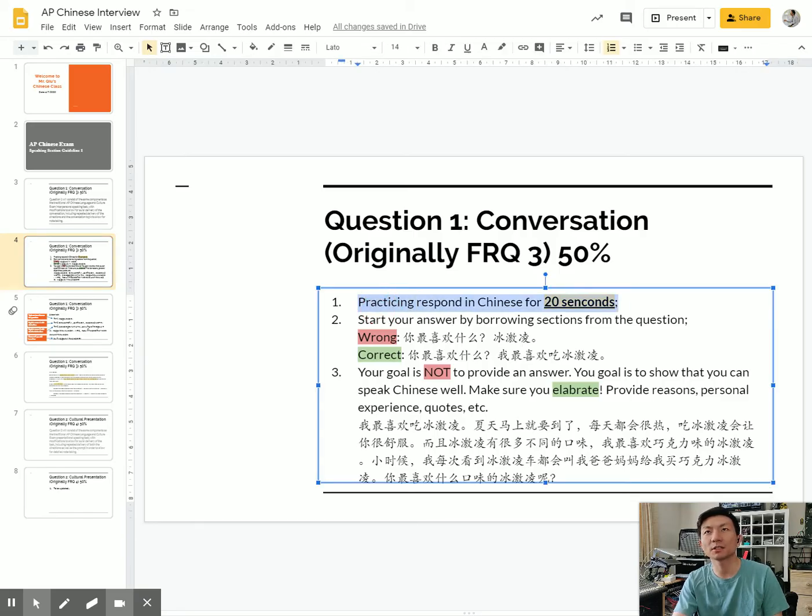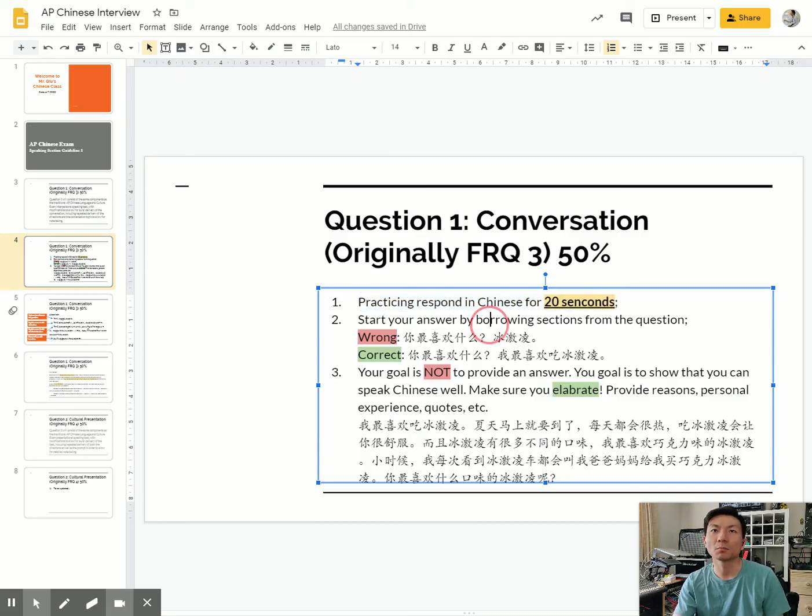So the first thing you need to do is practice speaking Chinese for 20 seconds. Everybody is going to be a little bit different. Some people speak faster, some people speak slower. Record yourself and then transcribe it. See how many characters you are able to speak in 20 seconds, and then plan accordingly. I'm going to give you some examples, but they are based on my students and my expectations. If you think this is too much, you can plan for less. If you think you can do more, then you can also adjust accordingly.